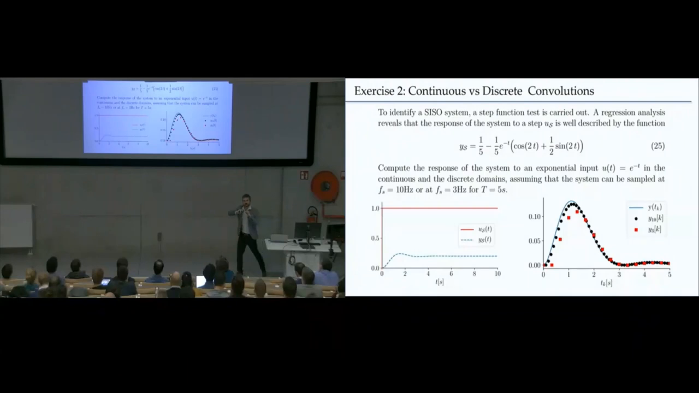And at this point, you know everything you need to know about your system, because from that you can get the impulse response, and then you can get everything else. And so here I ask you in this exercise, what would be the response to, let's say, a complex exponential? And I ask you to derive the discrete sequences associated with that, and to do this with different sampling frequencies, let's say 3 hertz and 10 hertz, and see that if you increase the sampling, of course, you converge to the continuous case.